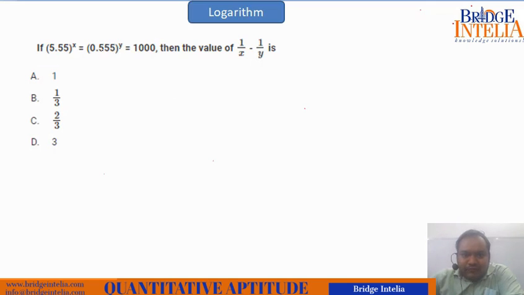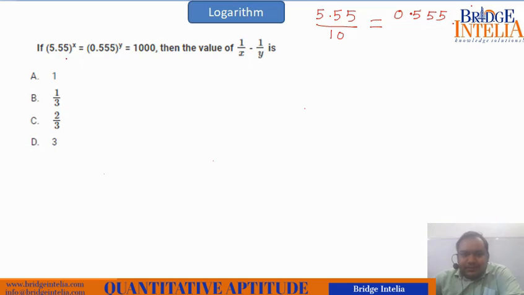5.55 and 0.555 are deliberate choices. They have been chosen deliberately. They are not random numbers. So how are these two numbers related? The first number when divided by 10 becomes equal to the second one. So we'll have to somehow make use of this fact as well while solving this question. So now let's move further.